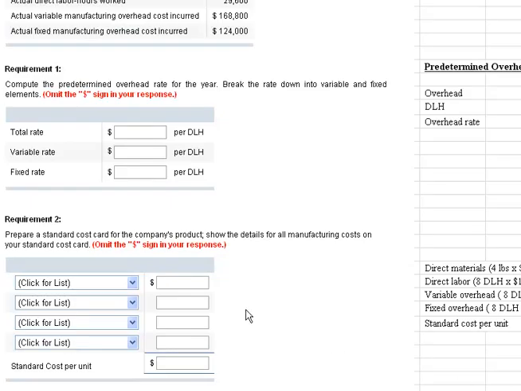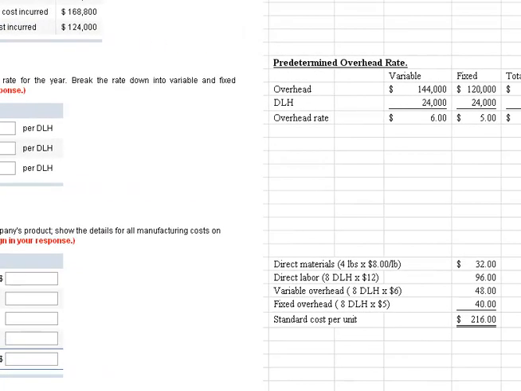Okay, now I've moved the screen and I'm going to focus down here at the bottom where it says prepare a standard cost card for the company's products. Show the detail of all manufacturing costs on your standard cost card. And if we slide to the right, you'll see where I've worked that one out.